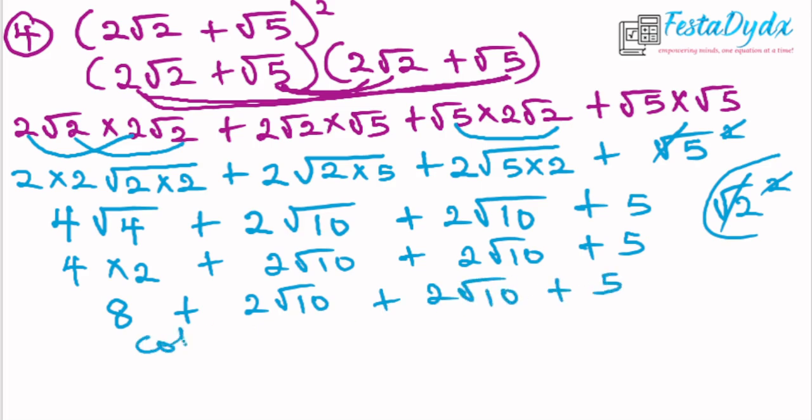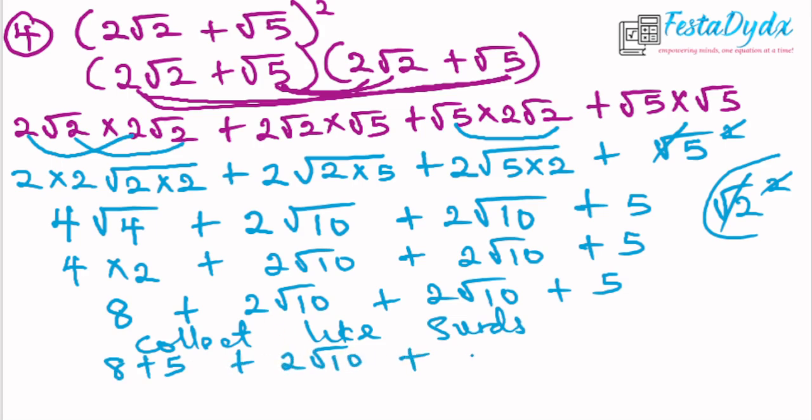So now we have to collect like terms, whole number to whole number, surd to surd. So collect like surds, 8 plus 5 plus 2 root 10 plus 2 root 10. So our answer here is 8 plus 5 gives us 13, plus 2 root 10 plus 2 root 10. That's the whole number plus whole number.